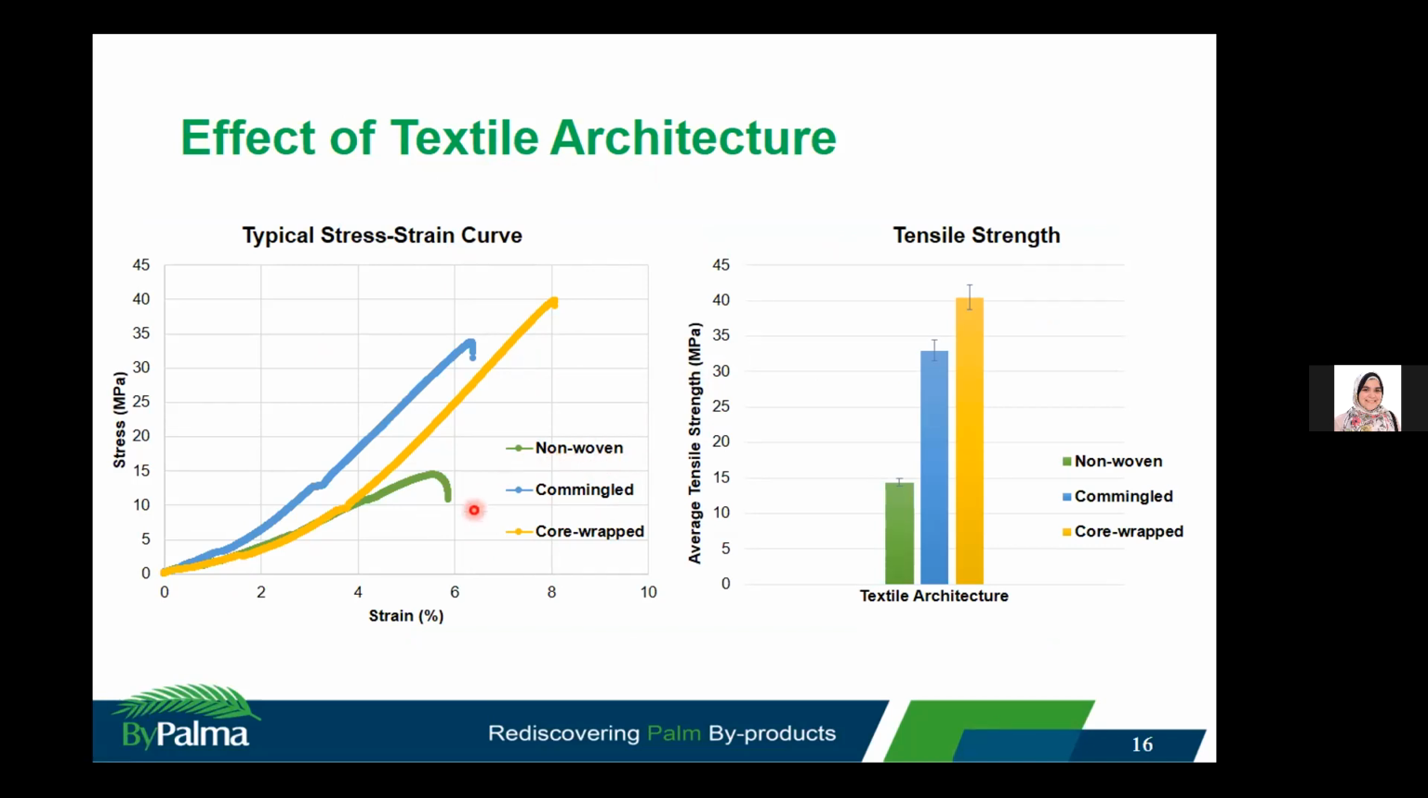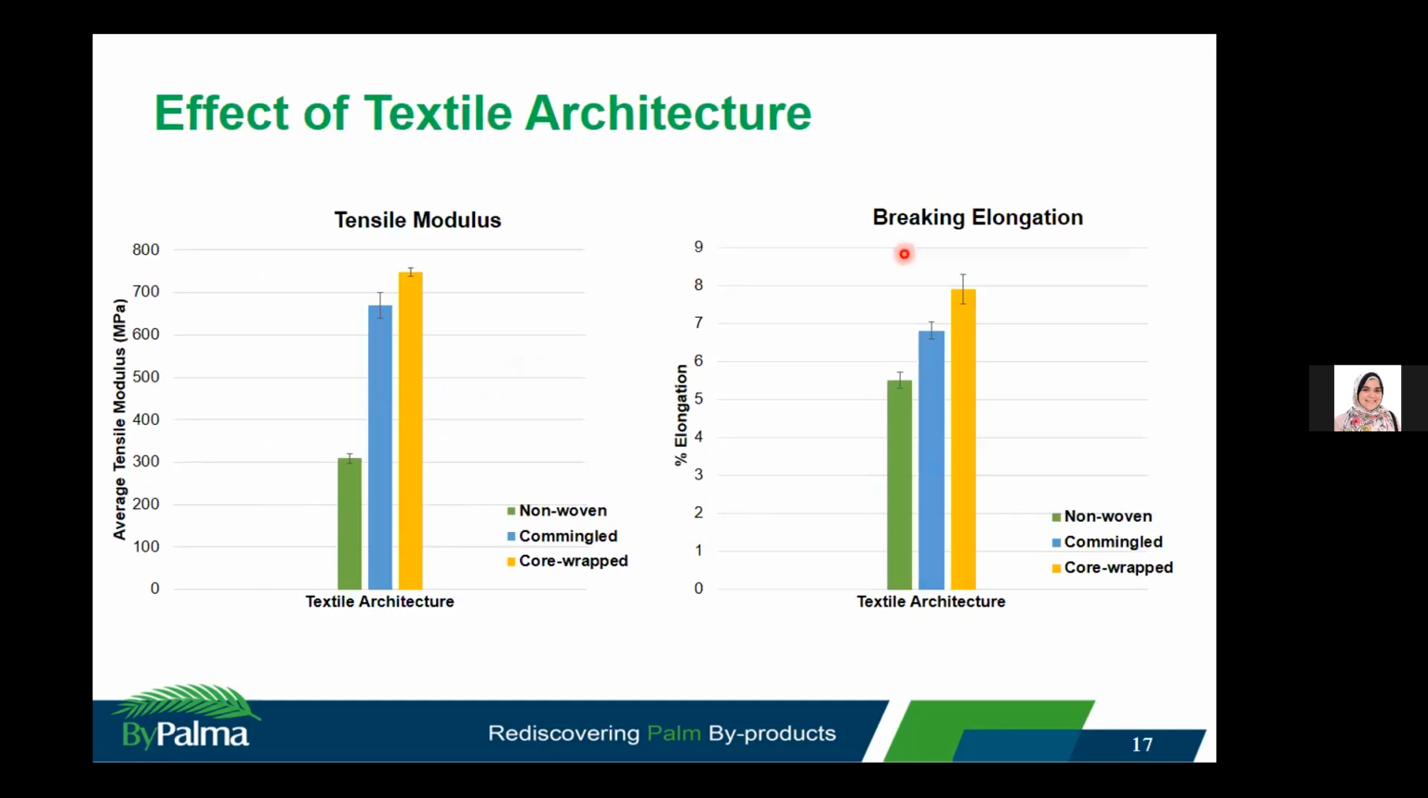That's why, comparing this architecture with the other 2 unidirectional ones, we can say that in the unidirectional, all the reinforcements are aligned in one direction, which is the loading direction. That's why they had significantly better mechanical performance, not only for the tensile strength, but also the same for the tensile modulus and the breaking elongation.